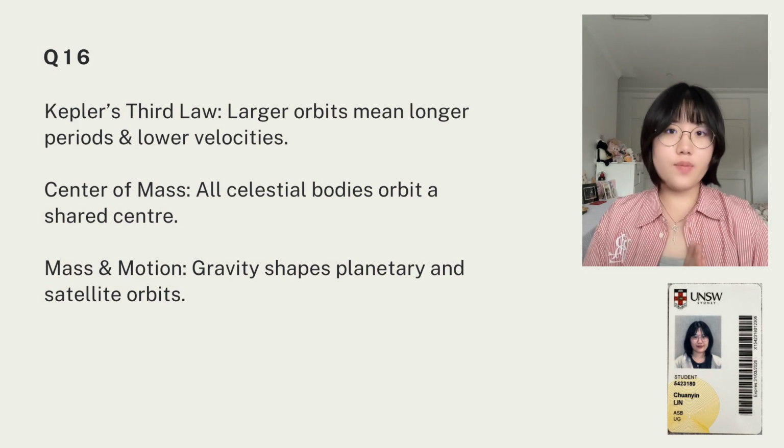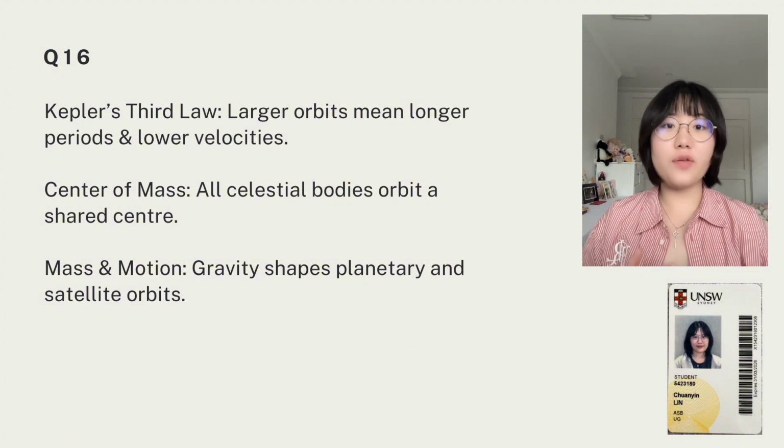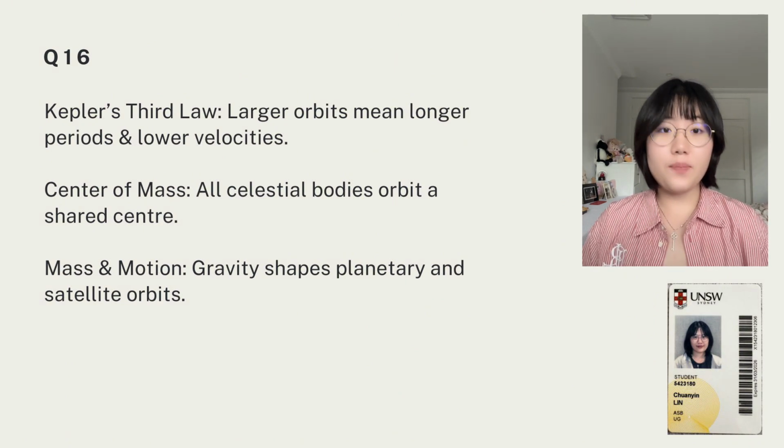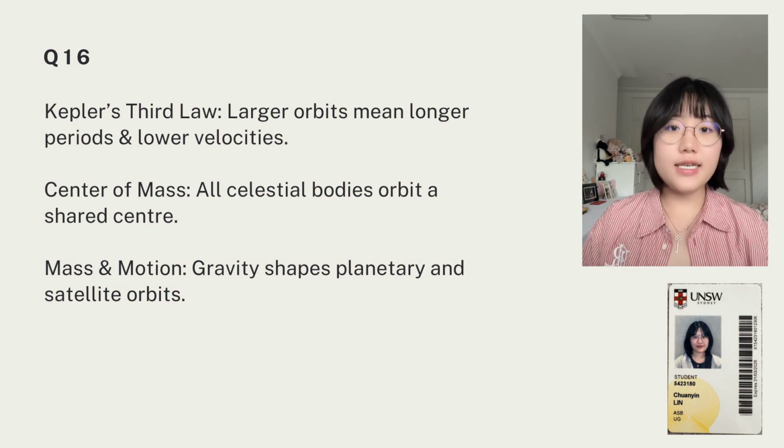After I finished all the experiments and answered all the questions, I found these assignments provided me a clear understanding of Kepler's laws, especially Kepler's third law, which I used to find abstract. The third law demonstrates that a longer orbital distance leads to a longer orbital period and a lower orbital velocity. I also learned that all celestial bodies orbit around a common center of mass, which reflects the gravitational balance within the system. Finally, I observed the impact of mass on orbital motion in this experiment, which shows the role of gravity in shaping planetary and satellite orbits.